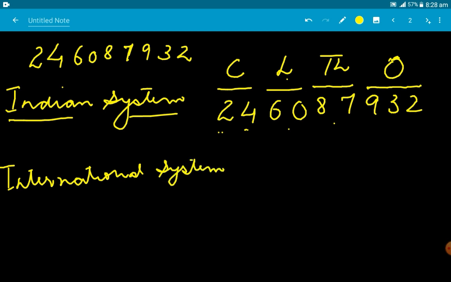Let's write the same number in international system. So in international system, tell me, every period contains how many digits, how many places? Yes, 3 places. So first of all, let us write the number again.